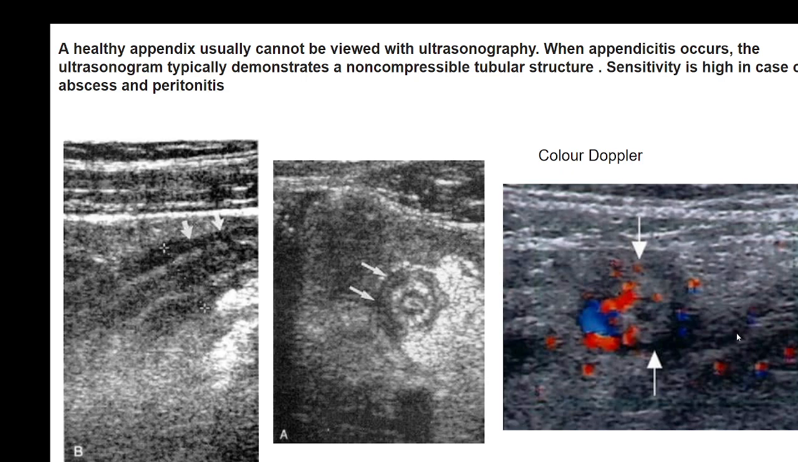Then the other investigation which is often done is, of course, ultrasonography. It is not a standard protocol to make the diagnosis of appendicitis, but it helps in ruling out other possibilities. A normal appendix is not seen in ultrasonography, and many inflamed appendices also may be missed. So a negative ultrasonography doesn't rule out appendicitis.